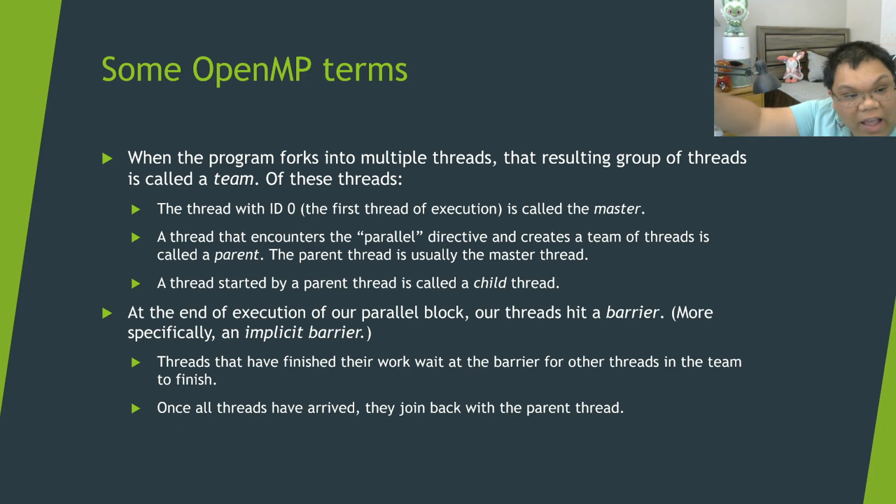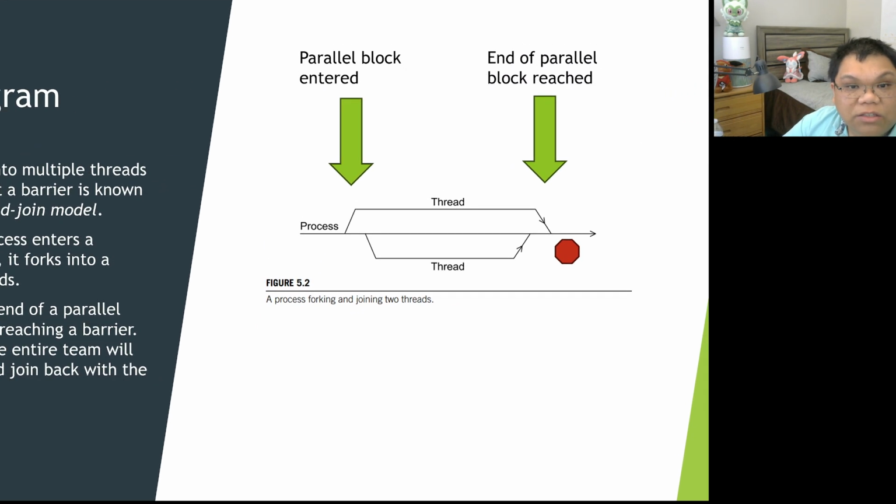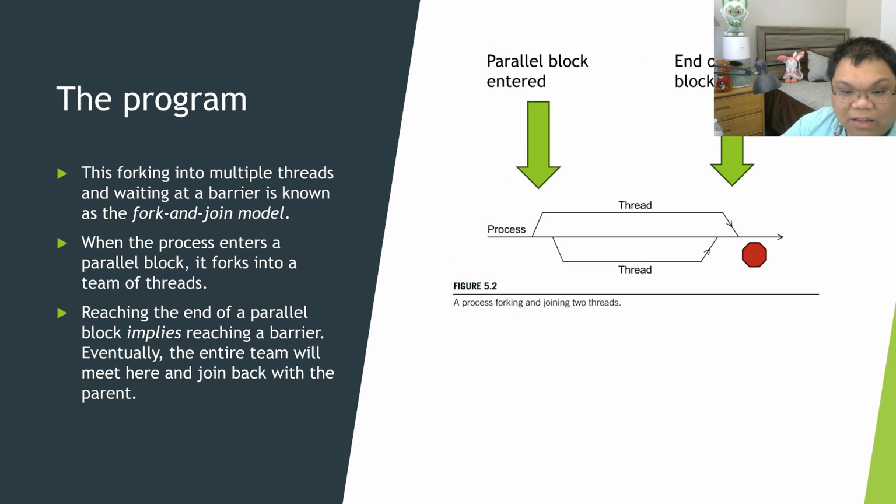As I also mentioned, at the end of executing this parallel block, we hit an implicit barrier. All of our threads wait here until all other threads have finished. Once they've all arrived at the barrier, we join back with the main/parent/master thread. So we enter our parallel block, we fork into a bunch of threads, we do some parallel code, we stop at a barrier until all our threads have arrived, and we join back with the main thread. This is called the fork and join model.